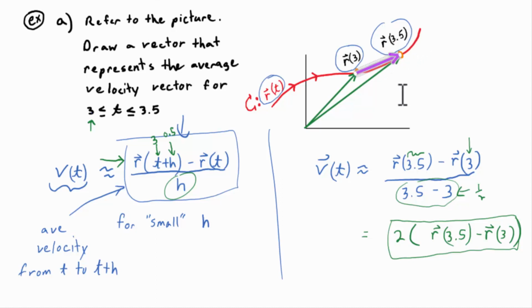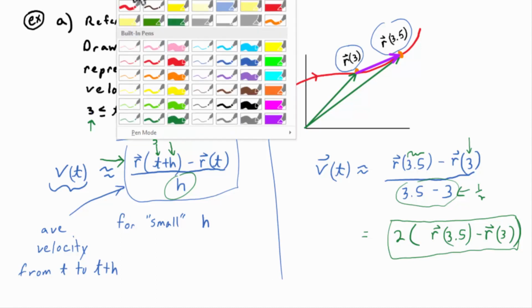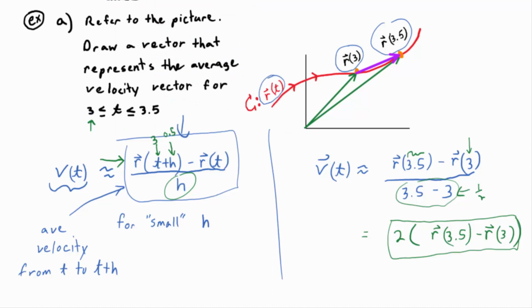Maybe I should do a new one just because on paper you won't be able to grab hold of it. So how about in blue? So there's r of 3.5 minus r of 3. Make it about twice as big. Stop me when I get there. Right, close enough, right? So there it is. So there's your average velocity vector over the interval from t equals 3 to 3.5.